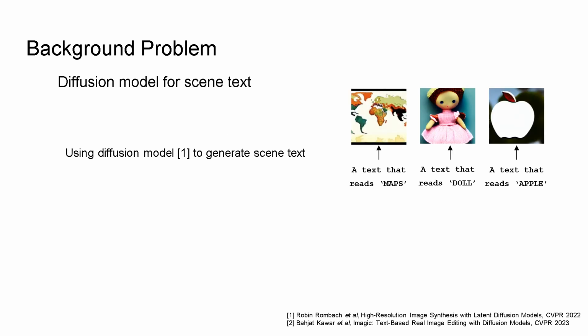Here, we notice two problems. First, a straightforward implementation of LDM to syntax proved to be unfeasible. As illustrated in the first figure, when prompted with text that read maps, the expected output image should feature syntax displaying maps. However, the resulting image portrays a map instead.